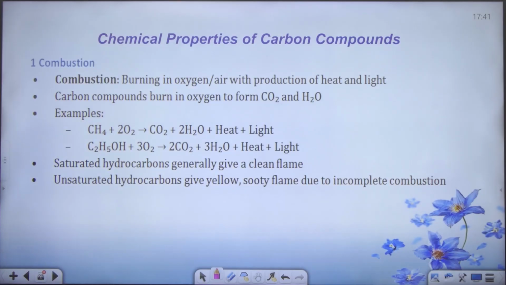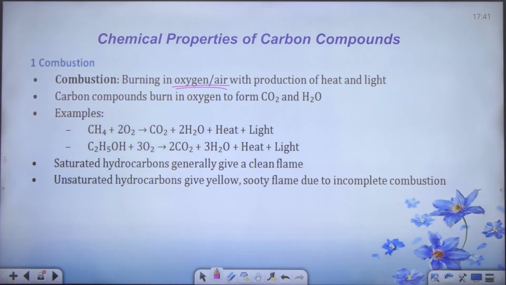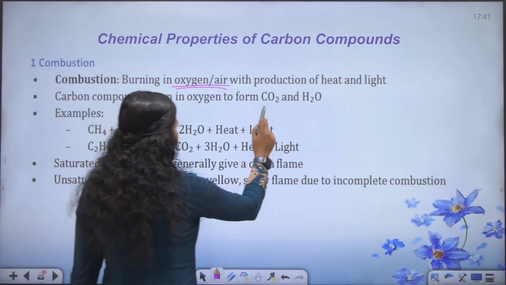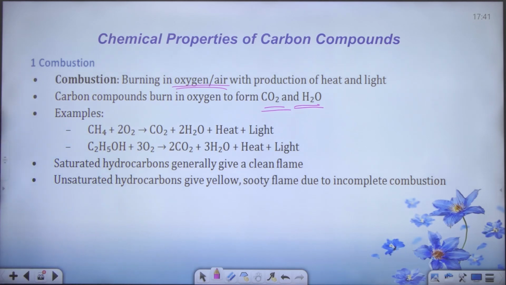Then chemical properties of carbon compounds. The first chemical property is combustion. Combustion means burning in oxygen or air with the production of heat and light. Carbon compounds burn in oxygen to form carbon dioxide and water, and also liberate heat and light energy.